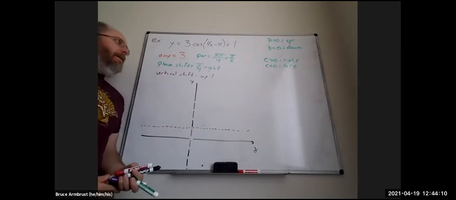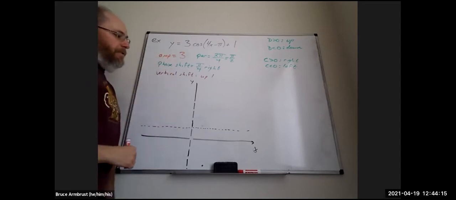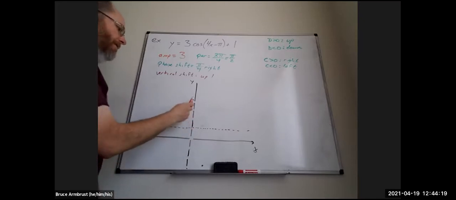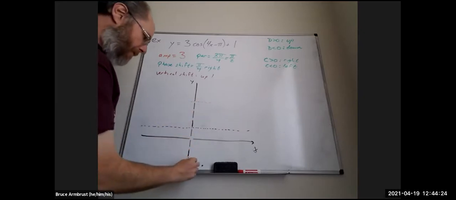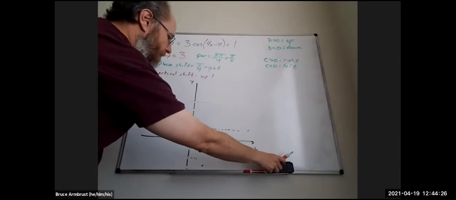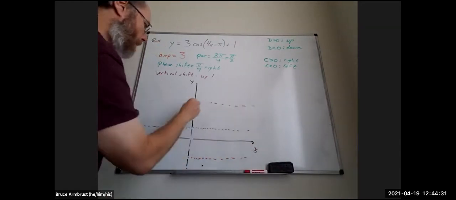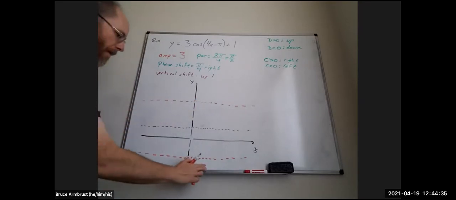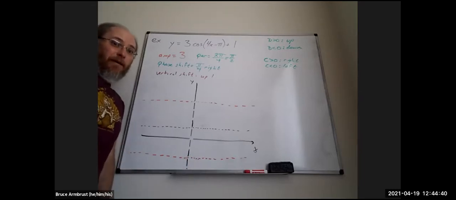Okay, the next thing I'm going to mark comes from my amplitude. My amplitude was 3, which means I'm going to go up 3 from this, and I'm going to go down 3 from it. So I'm going to go ahead and make some more dashed lines here, because this is the envelope for my cosine. My cosine is going to fit in here.